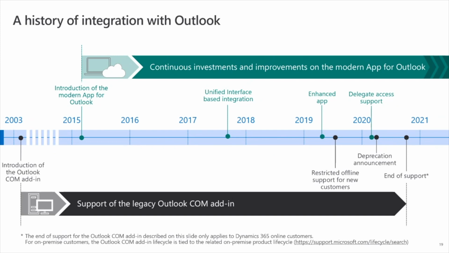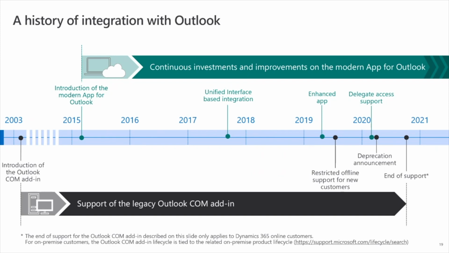It's got enhancements at the app level last year, and this year it got Delegate access support. And we're continuing to improve the integration to really have optimal stability, lightweight performance for our customers. Whereas the legacy add-in always had challenges. It was always a challenge for our customers to deploy and operate. And we restricted the offline support last year. And we will stop supporting the legacy Outlook add-in by the end of the year on October 1st, 2020.